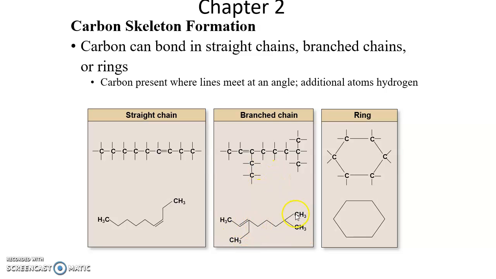This can be a branch-like structure, where the points of the branch would also count as a carbon. So it would be a carbon here going to this carbon H3, and then another carbon H3 attached to that carbon, as you see shown up here. And it can even form rings. So each point on this ring structure would be where a carbon is, and it would have hydrogens attached to it.